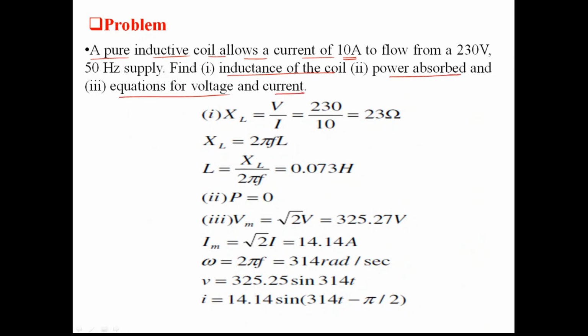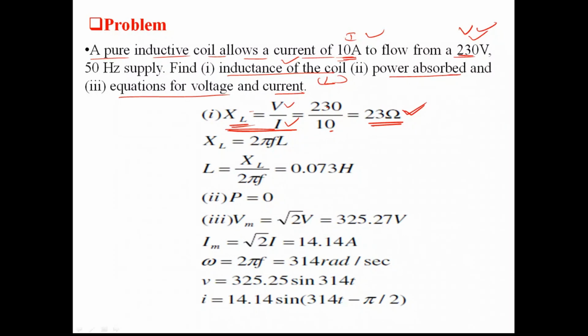So first, what is this? Inductance of the coil. Inductance is generally denoted by L. To find L, we first need to find XL. So let us see the expression for XL: XL is equal to V by I. What is V? V is already given as 230 volts. This is the RMS value, please keep it in mind. And this is I, 10 amperes, also RMS. So the applied voltage and applied current are 230 and 10. Therefore 230 by 10 will give you 23 ohms. Therefore the inductive reactance is 23 ohms.